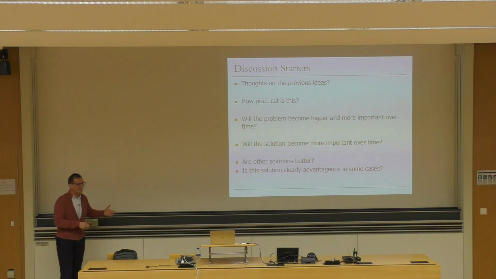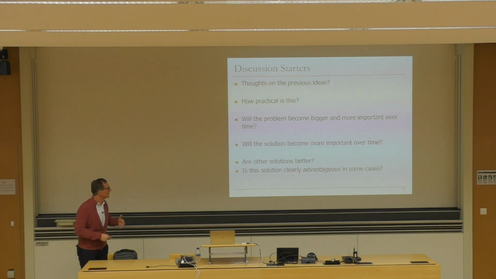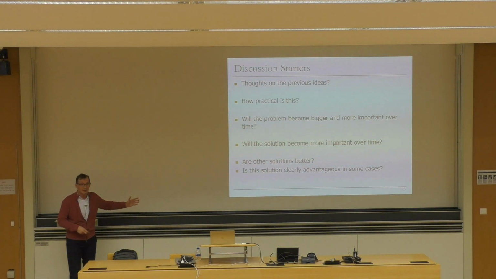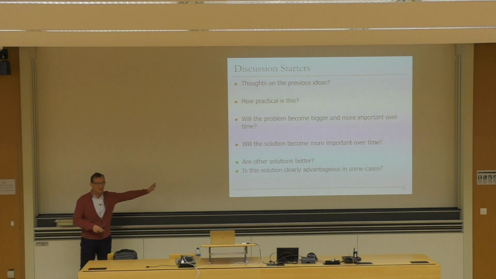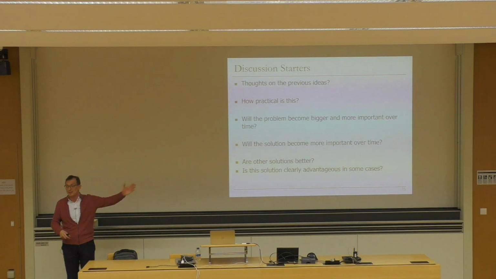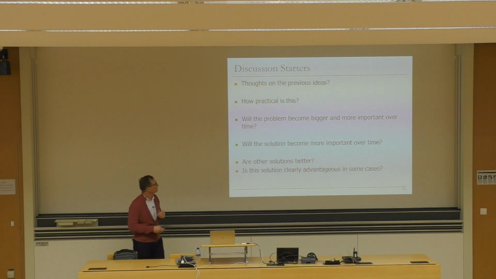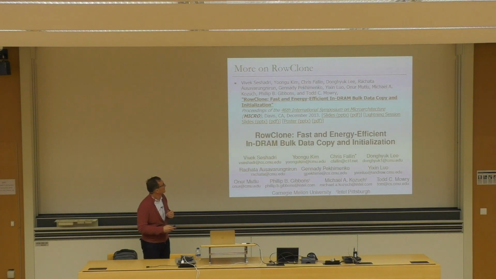Are other solutions better? Of course, it's good to quantify or qualify some other solutions. Is the solution clearly advantageous in some cases? I think zero initialization is one example where it's clearly advantageous. And given the compute DRAM paper that I mentioned, clearly existing DRAM chips have the capability to perform RowClone with reasonable reliability. Okay, and that ends the paper.